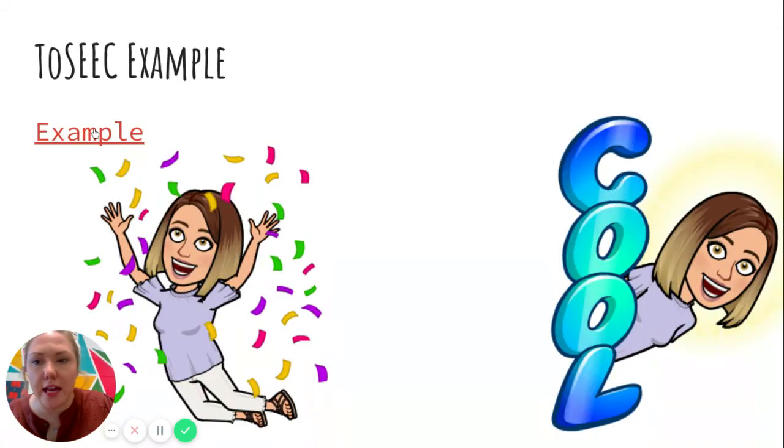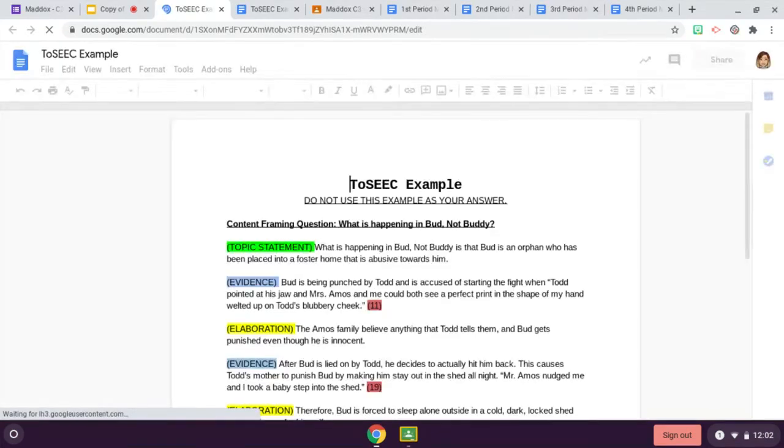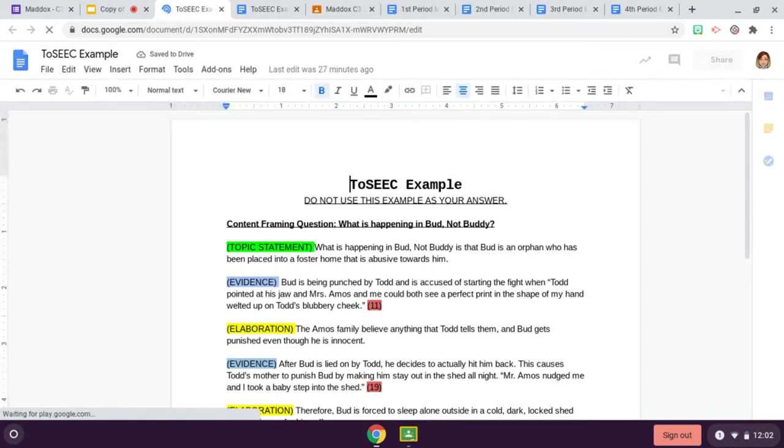So let's go ahead and take a look at the example that I wrote last week. While it's loading, play some Jeopardy music in the background.